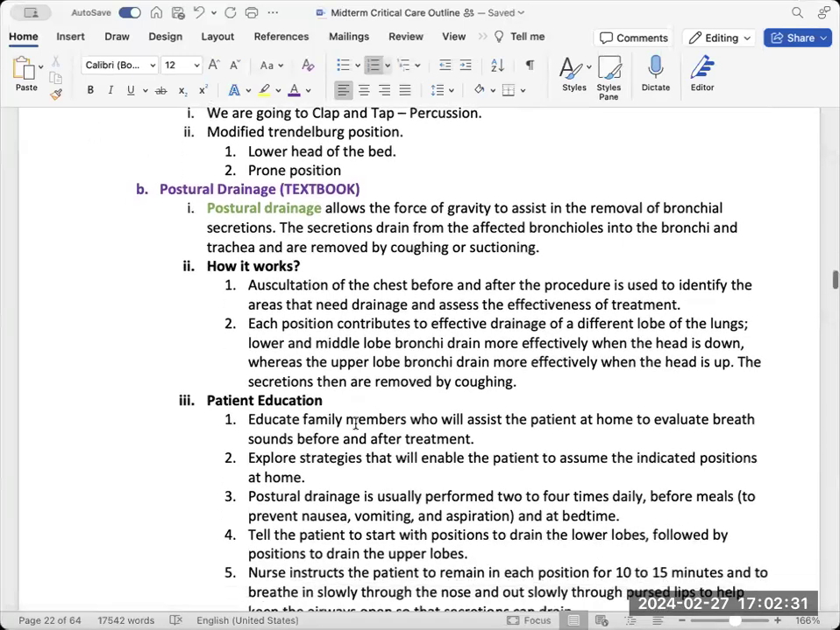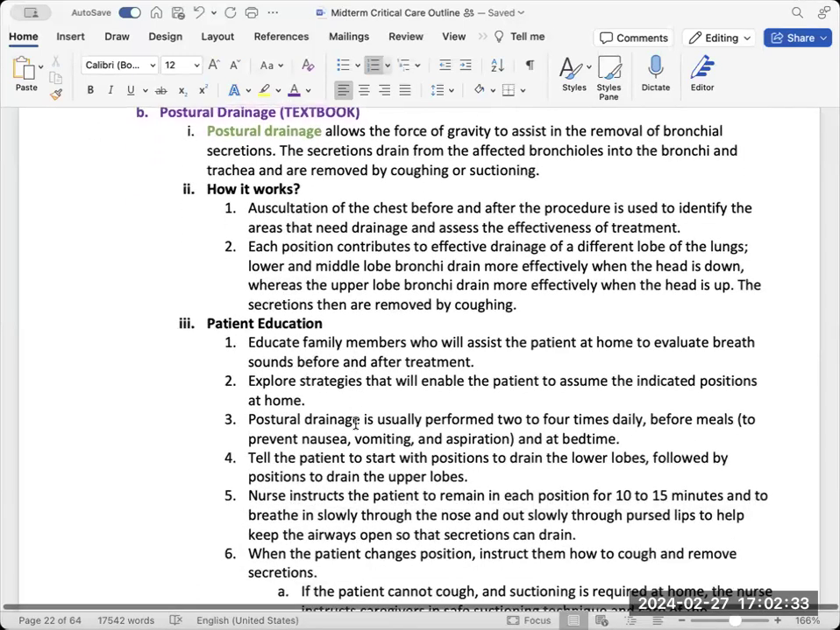Something else that I saw for postural drainage is that auscultation needs to be done before to determine the effectiveness and if there's actually a need for drainage. It also lets us know, when we auscultate after, how well we were able to drain those lungs, right? Also, I saw the textbook said that when the head is down and you're in, let's say, a prone position, you're more effectively clearing those lower and middle lobes. Whereas if they're sitting upright, it actually helps with clearing the upper lobe.